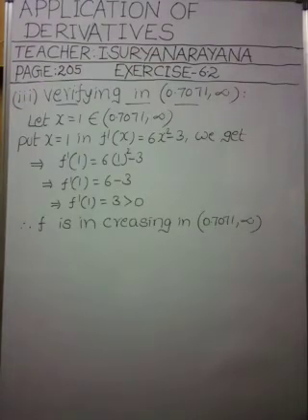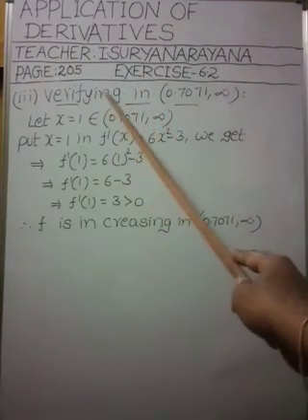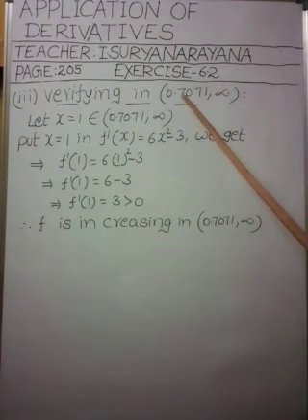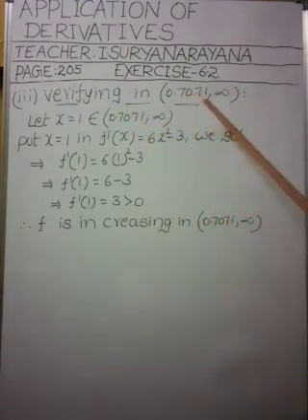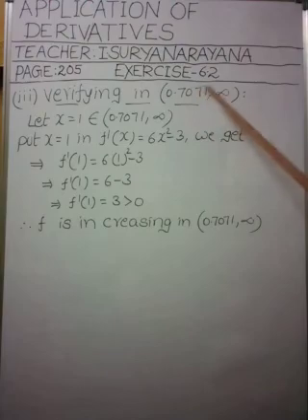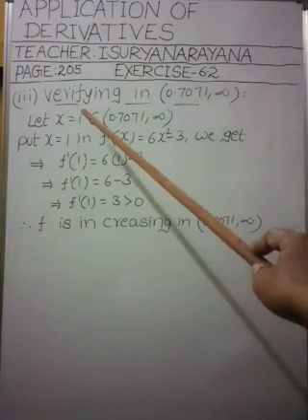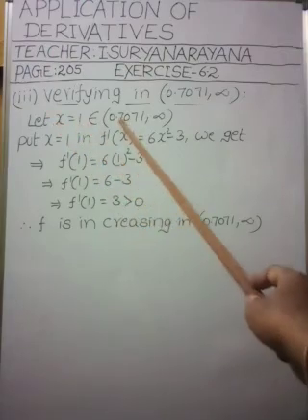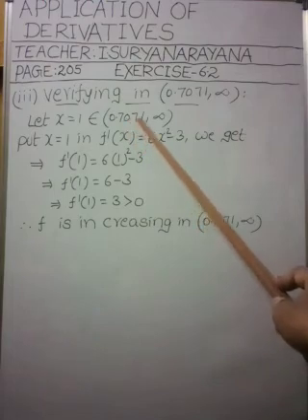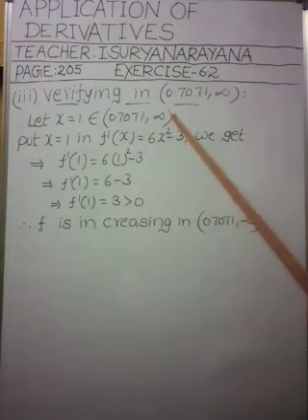Now come to the third interval. We verify in the interval 0.7071 comma infinity. In this interval we verify the behavior of the function, whether it is a decreasing function or increasing function. For that we are choosing a number from this interval. Between the two numbers we have to choose a number. I have chosen x is equal to 1. This number belongs to open interval 0.7071 comma infinity. Isn't it, my children? Right. Understood this step, my children?